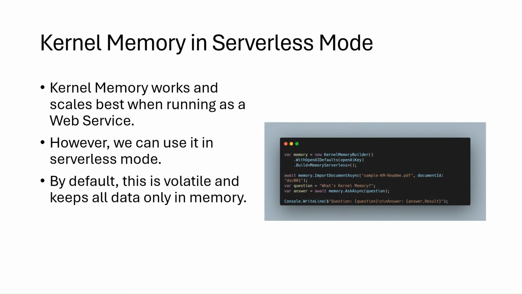Now, by default, this is actually volatile and keeps all data in memory only without actually persisting it on the disk. Now, this is a bit of an example about how we can actually use serverless mode with Kernel Memory. And you'll see that memory serverless and memory web clients, they implement the same interface and offer the same API. So it's not like when we choose a particular mode, we're stuck with it. We can easily switch from one mode to the other. However, the difference is that because serverless mode is running inside our application, we can only use it for .NET applications.